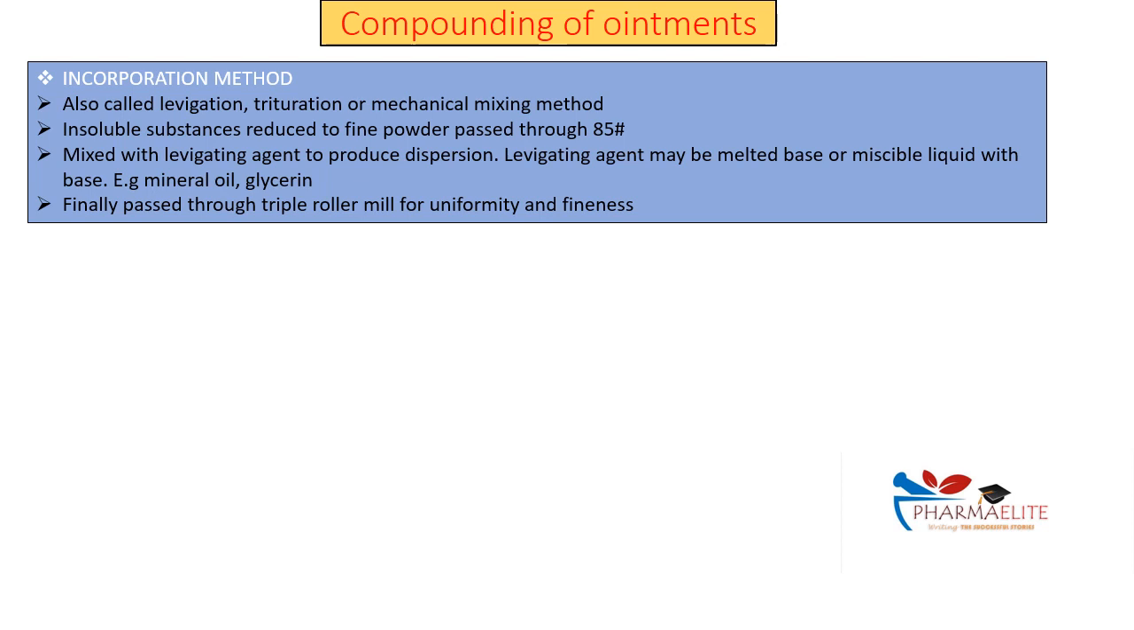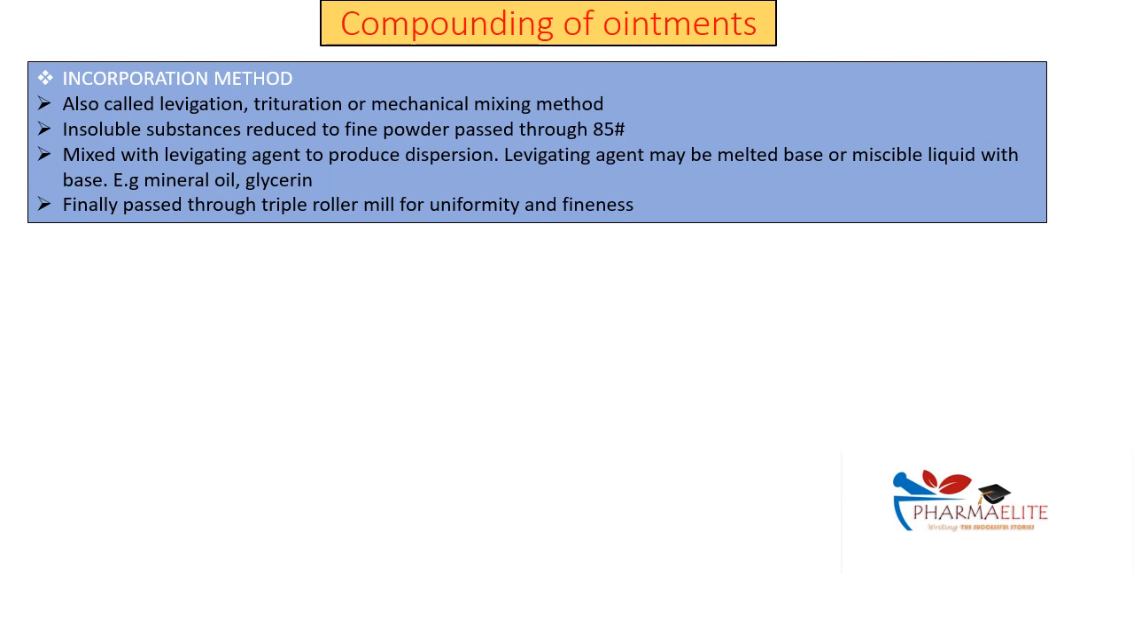Your examples for levigating agents include mineral oil, and also glycerin. Don't forget these two examples. Your levigating agents for ointment include mineral oil and glycerin. At the end, it is passed through a triple roller mill. This triple roller mill is only to gain uniformity and fineness. Fineness of what? Of your drug particles. So you are just reducing the size of your drug particles further.